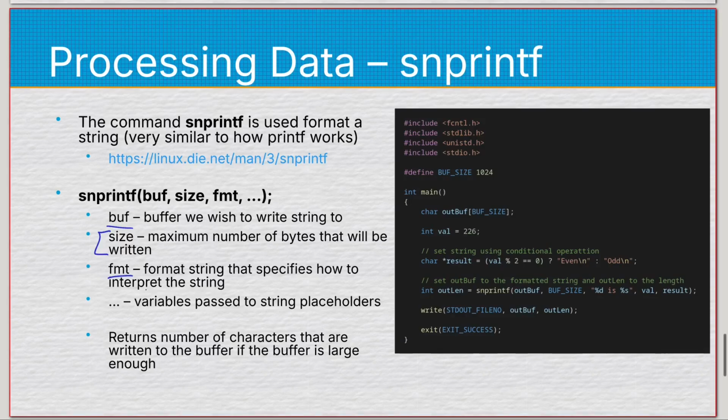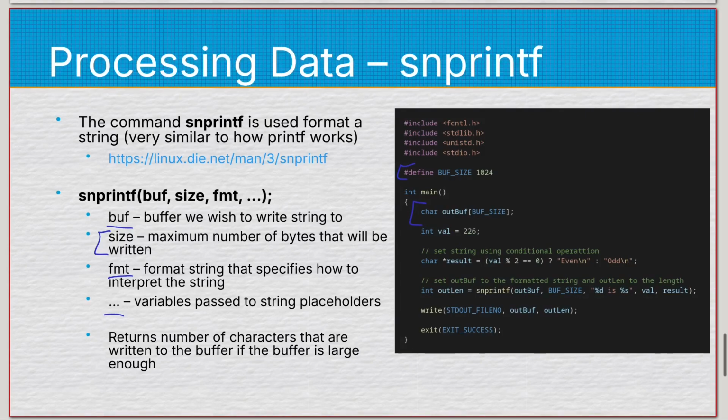So same thing with those ellipses variables as well. You can do this for multiple things. I actually do that right here to a degree. So that's for the actual placeholders. Very similar to printf. Returns the number of characters that are written to the buffer if the buffer is large enough. Otherwise, it will just return the buffer size. Okay. Buffer size 1024. That's not going to change right now.